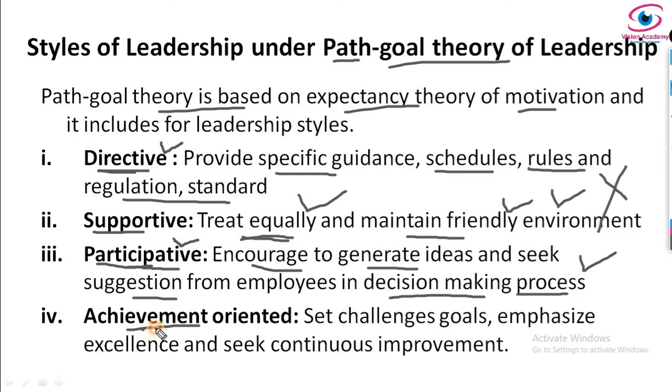And the last one is achievement oriented. Achievement oriented leaders set challenging goals, emphasize excellence, and seek continuous improvement in those challenges. So that is what achievement oriented leadership is. Here the style is ultimately task oriented, like autocratic leaders, in this style of leadership in path goal theory.